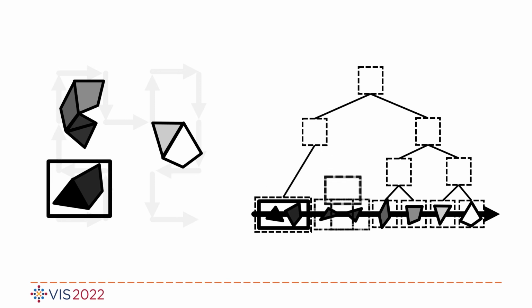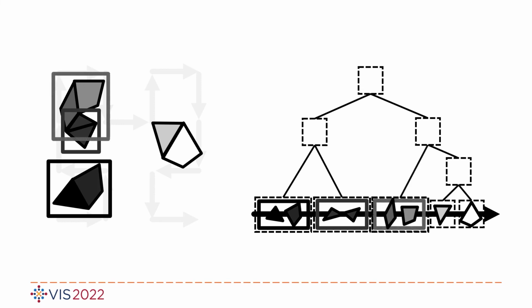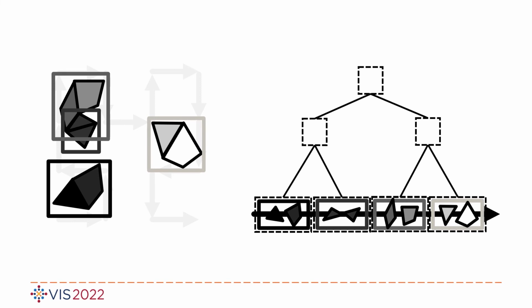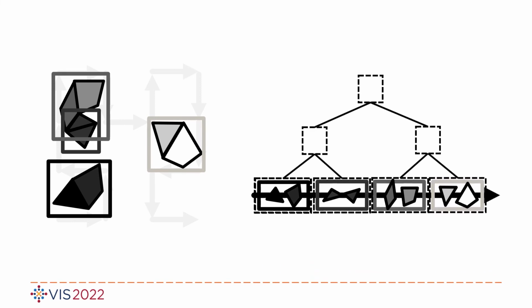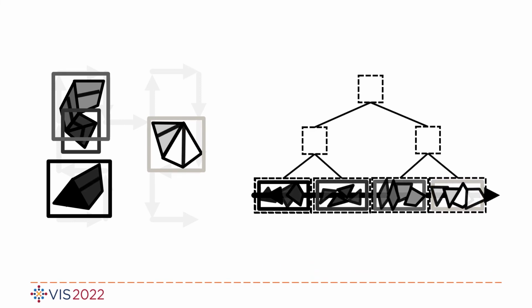So rather than build our acceleration structure down to the individual element, we instead build a tree over small Hilbert clusters of elements. And for our purposes, we'll call these clusters leaf clusters. For our datasets, we found that 4 elements per leaf cluster appears to be the sweet spot where we're able to significantly reduce tree memory consumption without compromising too much on performance.